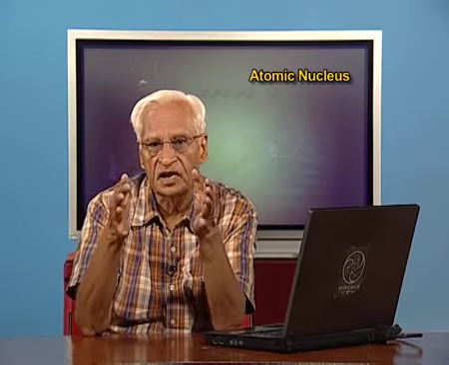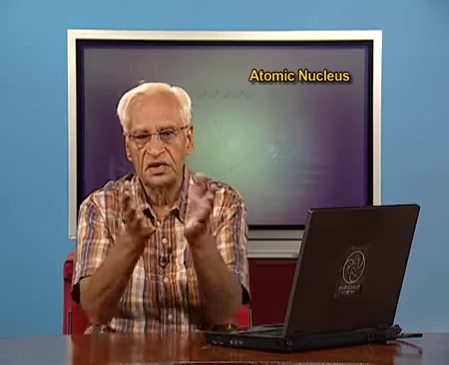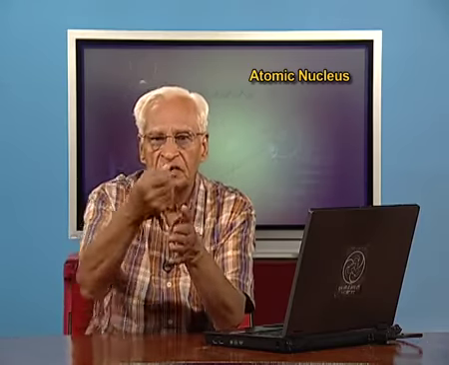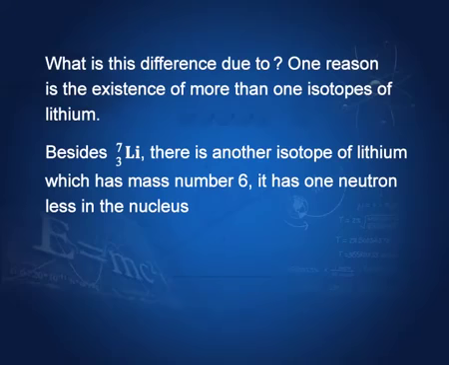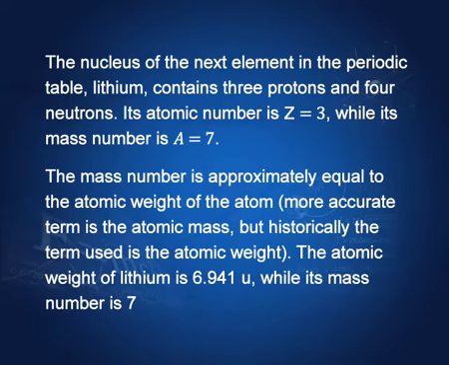We have already learnt what an isotope is. An isotope is a nucleus with a different mass number. Besides lithium with mass number 7, there is another isotope of lithium which has mass number 6, and it has 1 neutron less in the nucleus. So, when these two are mixed, the atomic weight of lithium is 6.941.